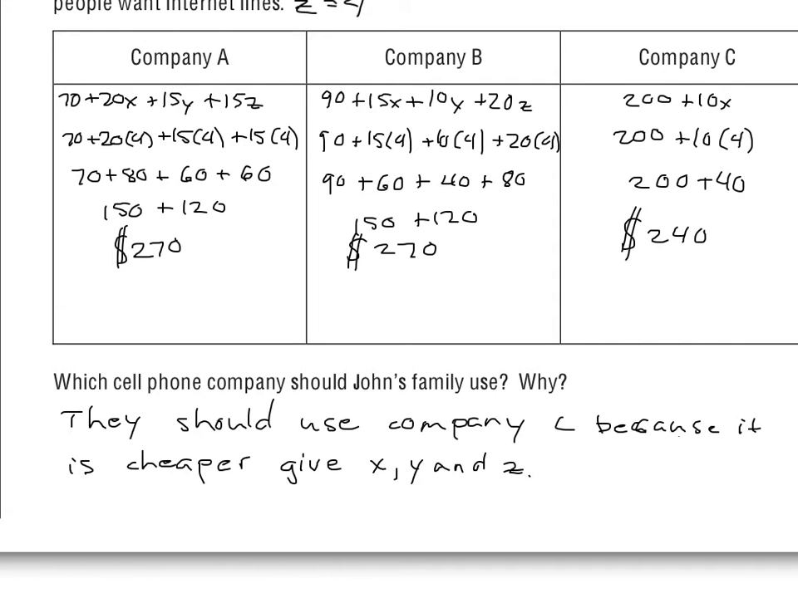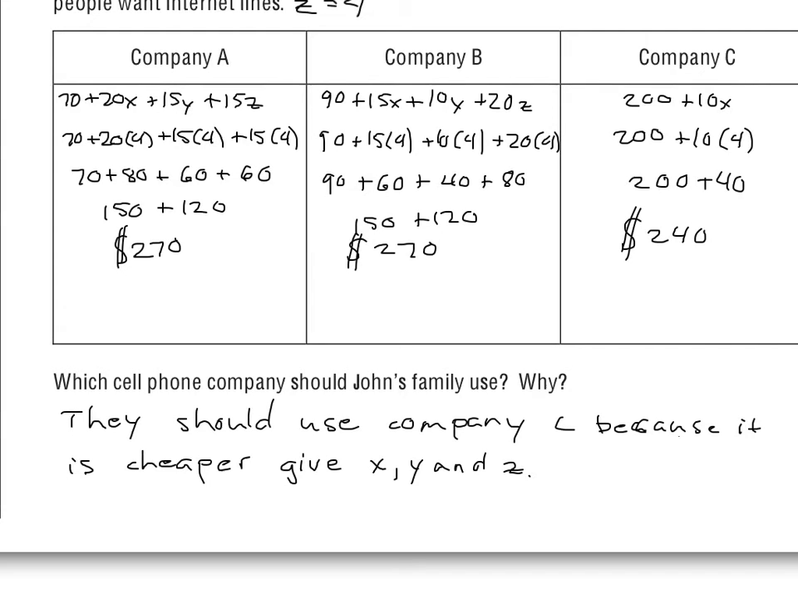Thinking about what the minimum cost would be, if X, Y, and Z were all 0, that would lead us to our minimum cost. So our minimum cost would be $70 for Company A, $90 for Company B, and $200 for Company C, because X, Y, and Z were 0, all of those terms would end up being 0.